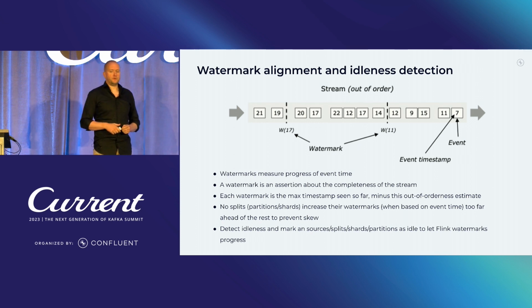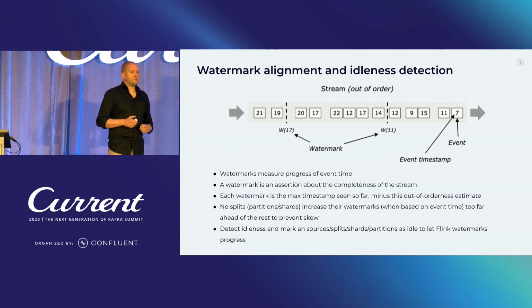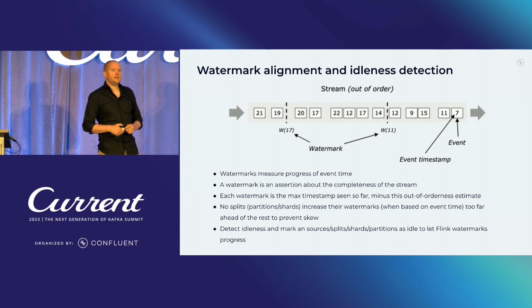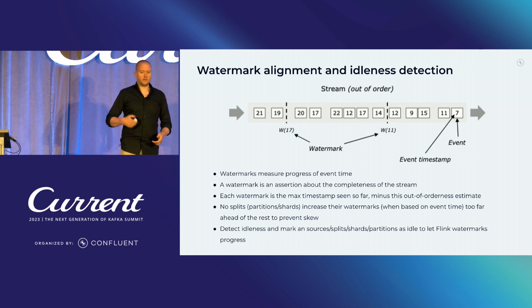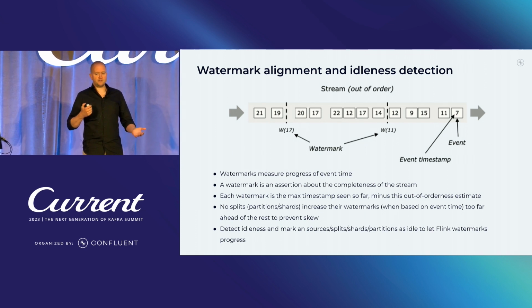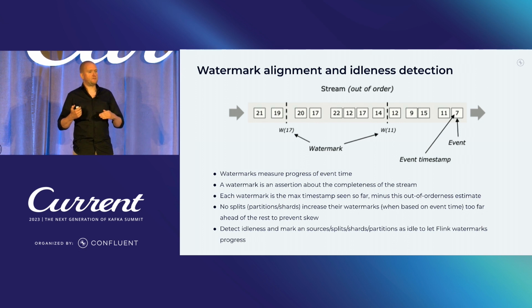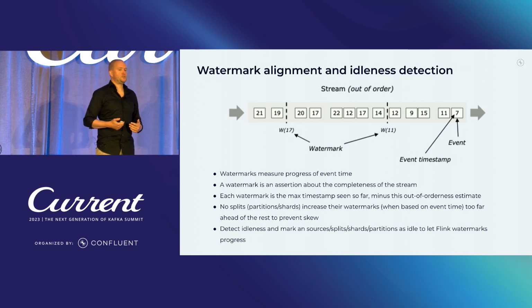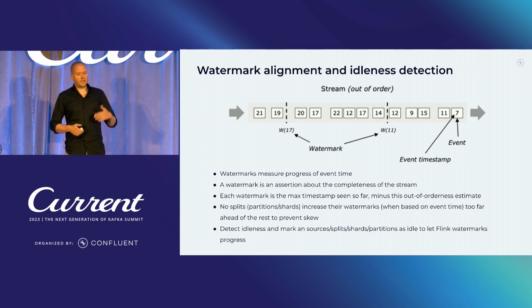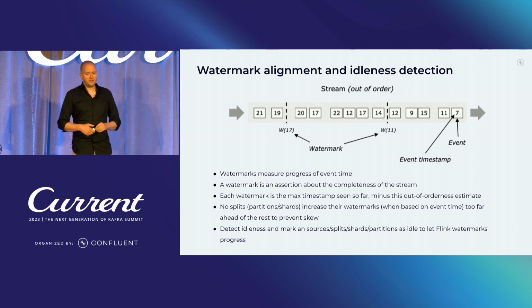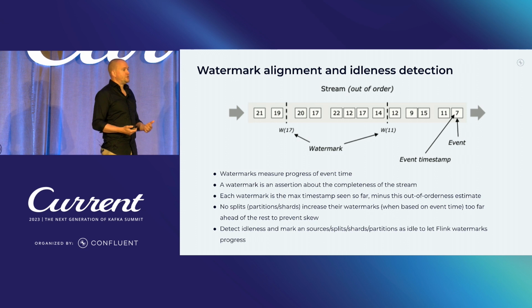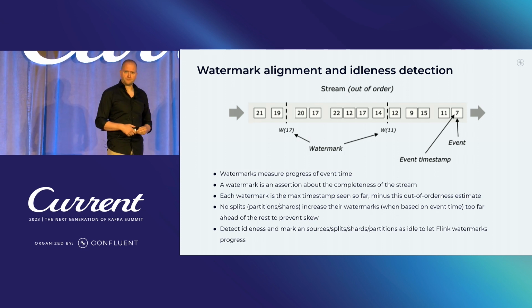Now, why is this useful? What you see quite often when you're reading from a source and you're using event time processing is that some of the splits, like a partition or a shard, have events with a specific event time that is too far ahead of the rest. In such a situation, you can end up with skew in your job processing graph. By having watermark alignment, Flink won't increase the watermark too far ahead, to prevent that skew and have efficient processing in your application.